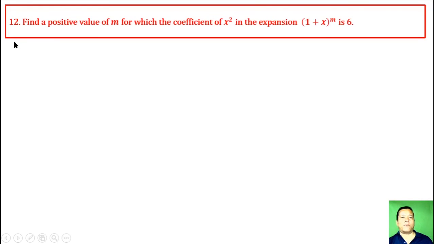Question number 12. Find a positive value of m for which the coefficient of x squared in the expansion of (1 plus x) whole to the power m is 6.